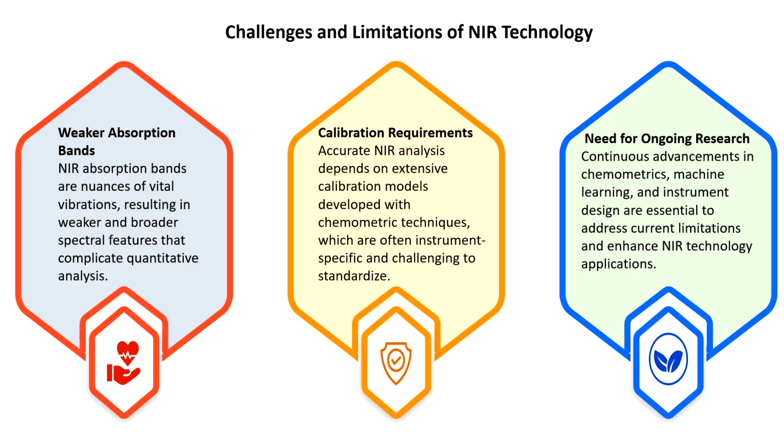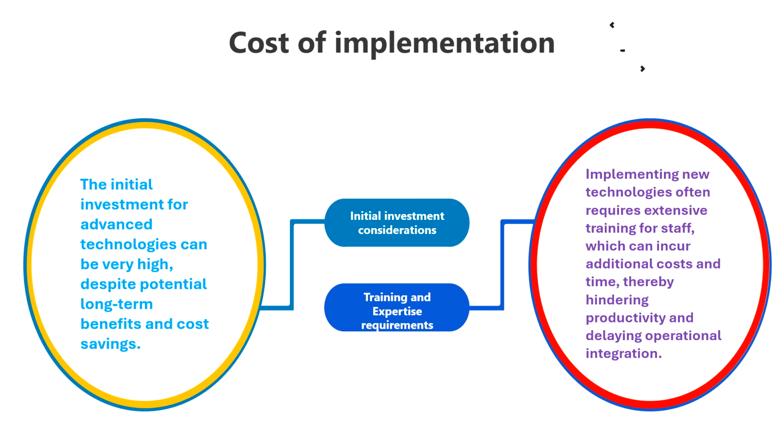Need for ongoing research. Continuous advancements in chemometrics, machine learning, and instrument design are essential to address current limitations and enhance NIR technology applications. Cost of implementation. Initial investment considerations. The initial investment for advanced technologies can be very high, despite potential long-term benefits and cost savings. Training and expertise requirements. Implementing new technologies often requires extensive training for staff, which can incur additional costs and time, thereby hindering productivity and delaying operation.